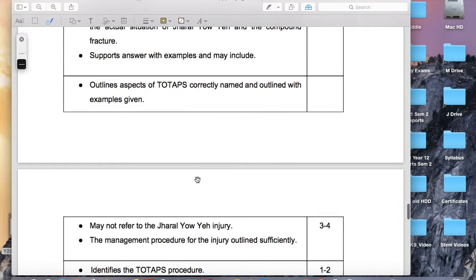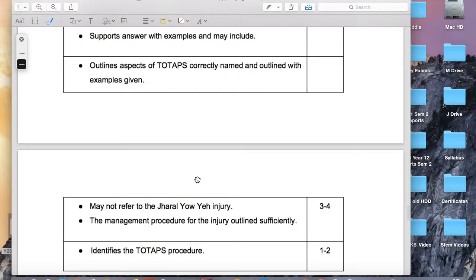For a 3 or 4, you possibly looked at the toe taps and simply named each of those or outlined them, and you probably didn't refer to the stimulus at all. So you've probably gone through your answer looking simply at the toe taps procedure, and may have done a good job with that, but you still certainly need to look at the Jarrell Yayi situation. And if you got a 1 or 2, then you've simply identified some elements of the toe tap procedure according to that marking criteria.